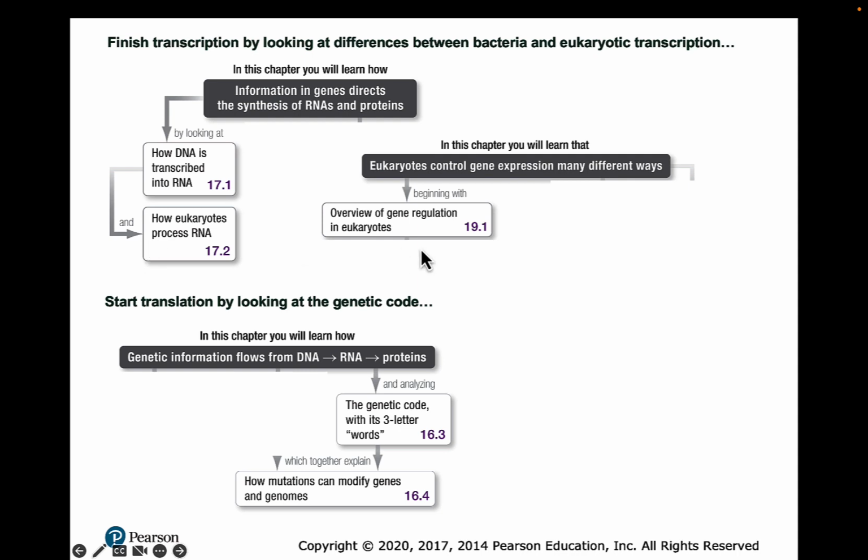In the next video, I'm going to address how eukaryotes control gene expression, and I'll provide a few examples of how this differs from bacteria. And then I'll finish our discussion of transcription, and then we'll shift gears to start to talk about translation. And we're going to talk about the genetic code. So that's the 3-letter nucleotide code in RNA that can be converted into amino acids. So that's what this lecture is going to be about.